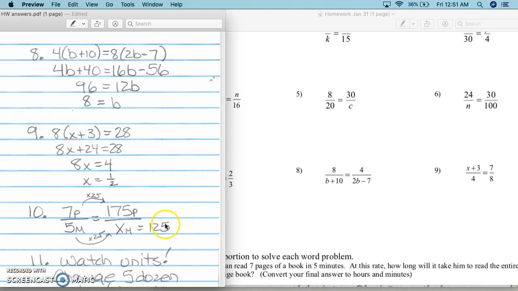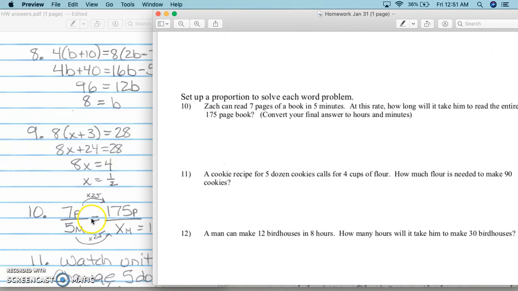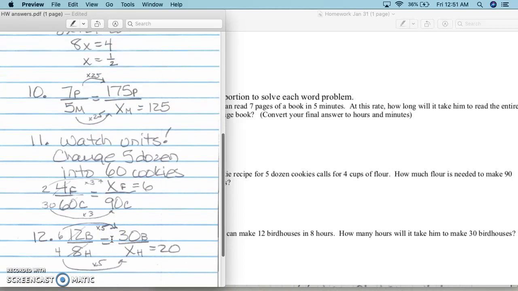I left it as minutes. This worksheet did say to turn it into hours and minutes. We know 120 is 2 hours. So that would be 2 hours and 5 minutes. But I would accept 125 minutes. That would be okay. For number 11, this one we really had to watch our units.